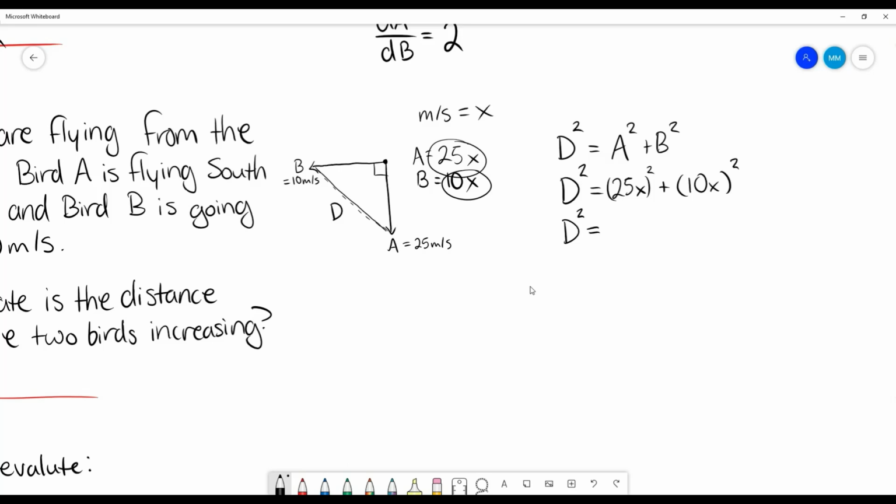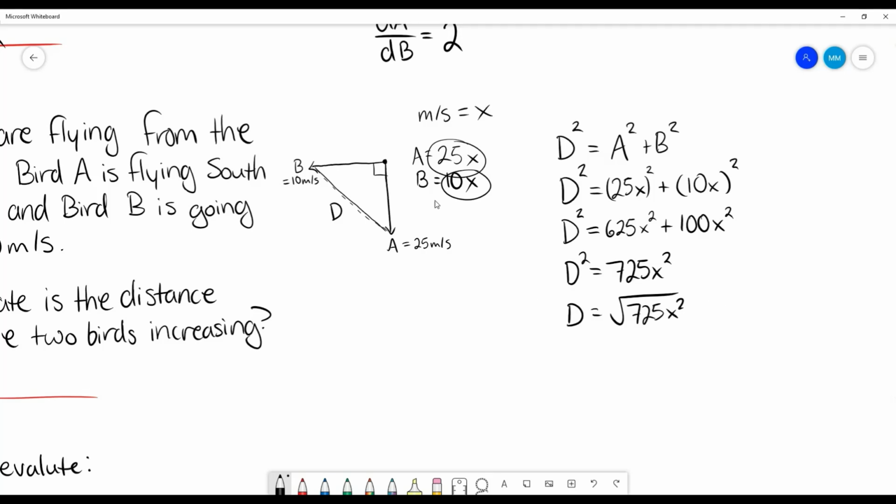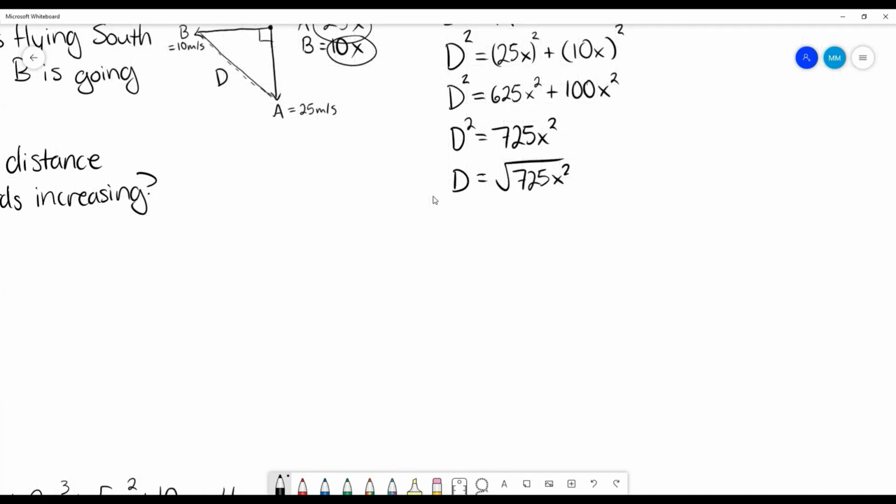I know 25 squared is 625, so it's going to be 625 times x squared plus 10 squared is 100 x squared. So d squared equals 725 x squared. And then if I want to find d, that's obviously going to be the square root of whatever that is. And we could leave it here. But I know that there's things I can pull out of this radical, so I'm going to do that.